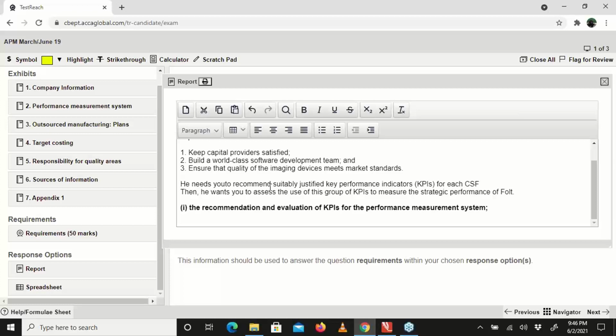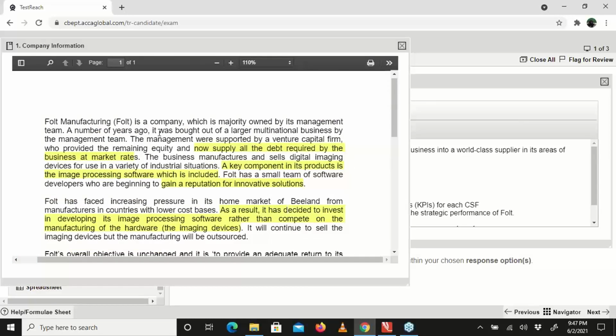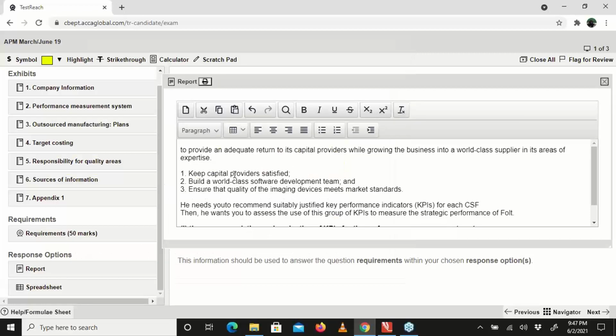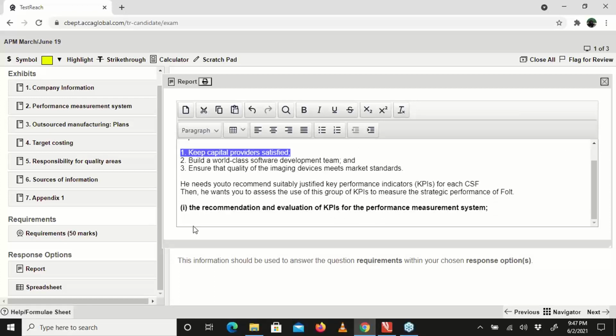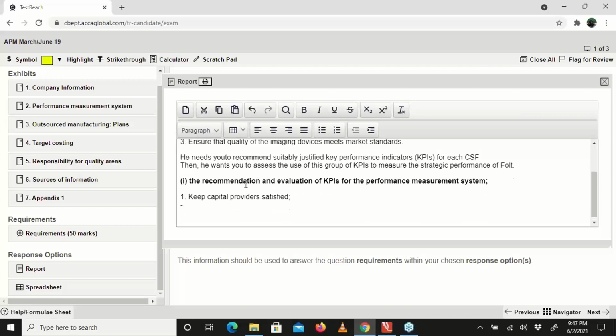Now what is the examiner asking us to do? The question is very different, and this type of question has never been tested earlier. Now try to understand. The first one says keep capital providers satisfied. That's the first critical success factor. Now my question to you is, who are the capital providers?